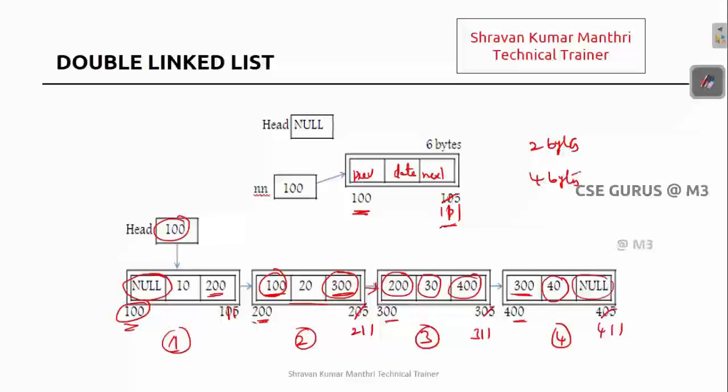So one thing we can say, in the double linked list the previous node of the first node is null as well as the next node of the last node is null. As both do not exist, the previous node for the first node does not exist, that's why null, and the next node for the last node does not exist, that's why null here. So that is the basic representation of a double linked list.